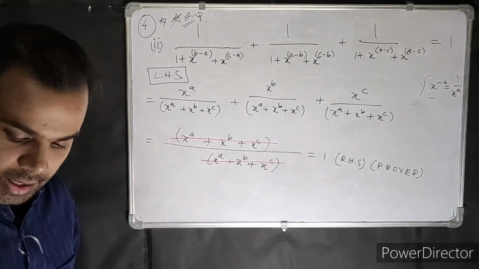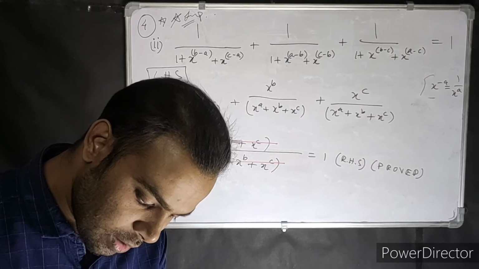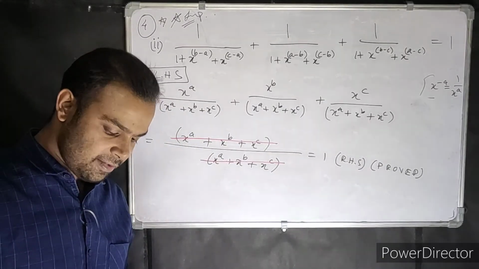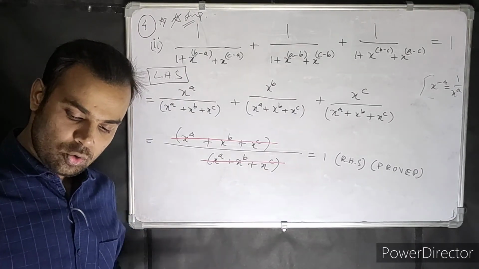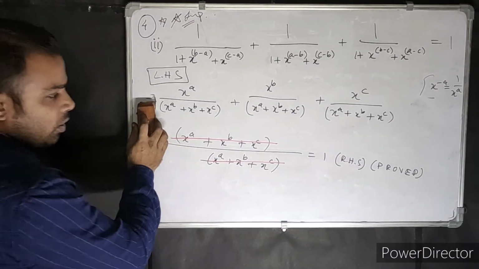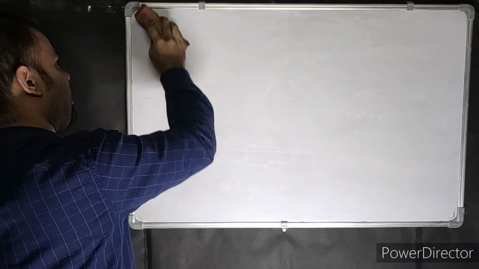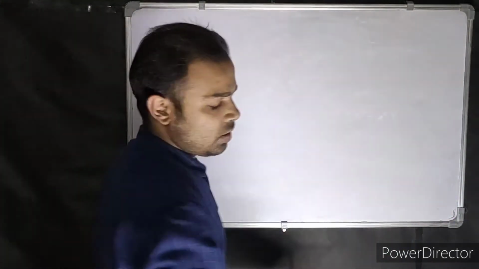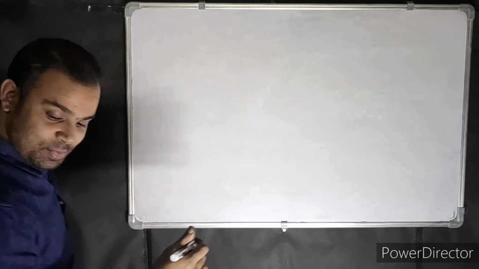You have done it. Now I'm going to do one more question for you. Question number 5 I'm going to do for you. Part 1 I'm going to do, and part 2 I'm going to give to you for homework. If you all want, you can try it at home. If you want practice, you can practice. And if you don't want to practice, then that's absolutely up to you.